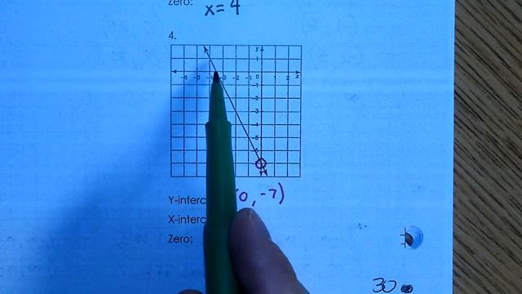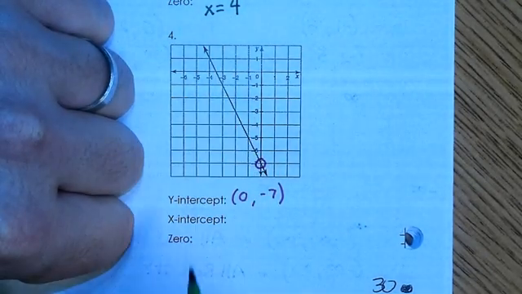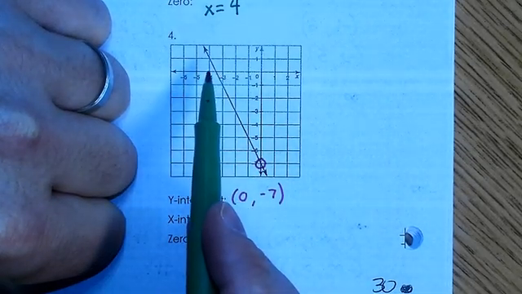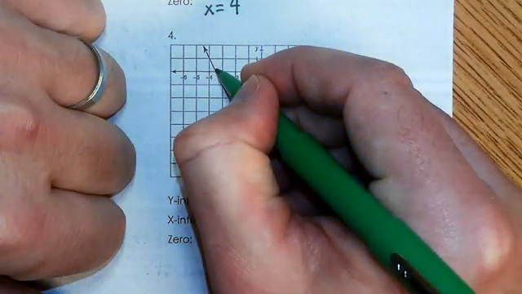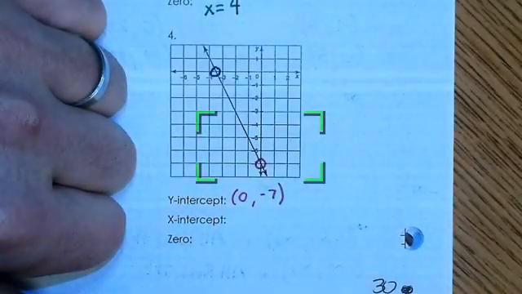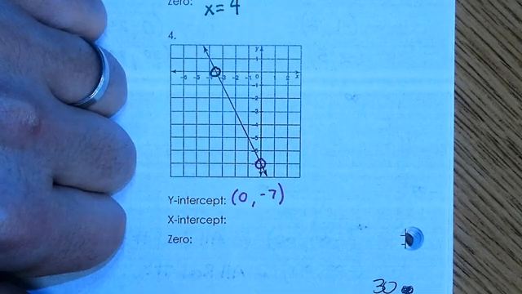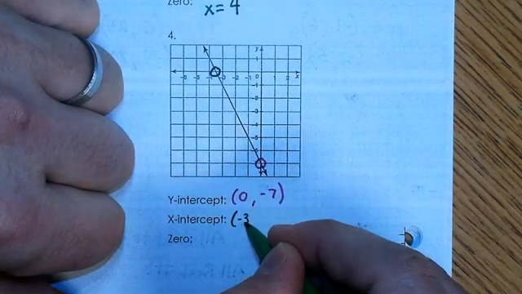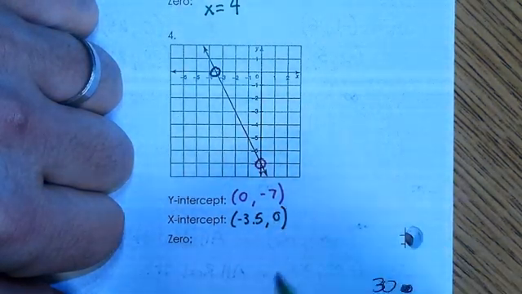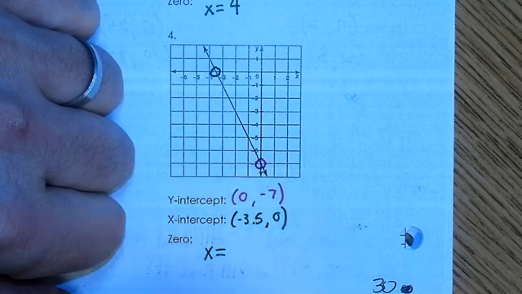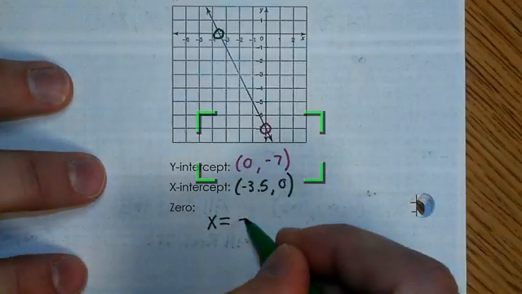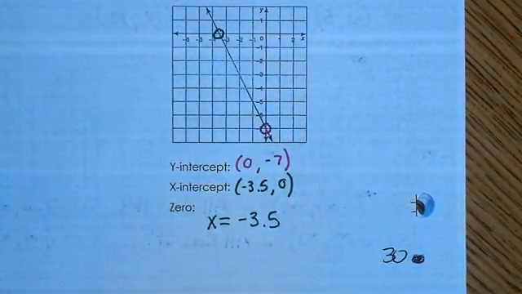-3. So that one's kind of weird, isn't it? It's not a whole number, is it? Yeah, it's in between that -3 and that -4, right? What's in between -3 and -4? 3.5. So this is actually going to be -3.5, 0. And what is my 0 here? Yeah, X equals -3.5. So, again, that's good that you're noticing that, okay?